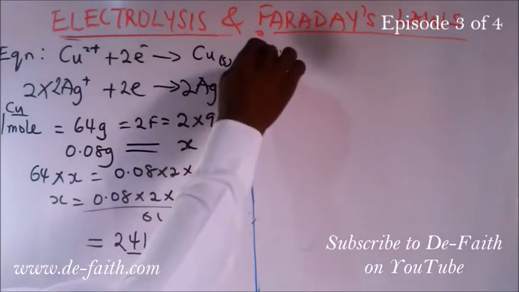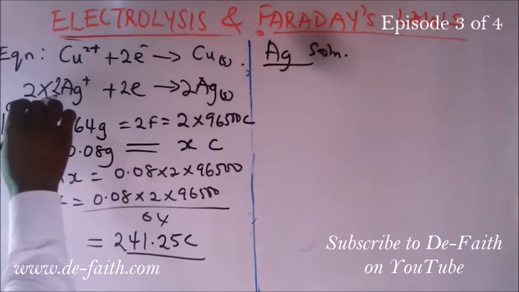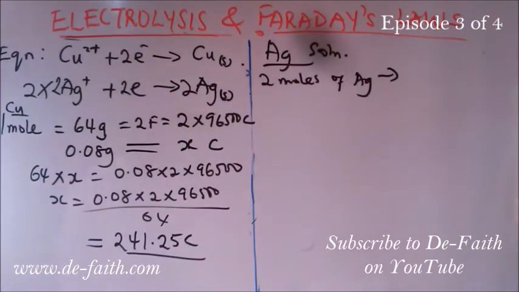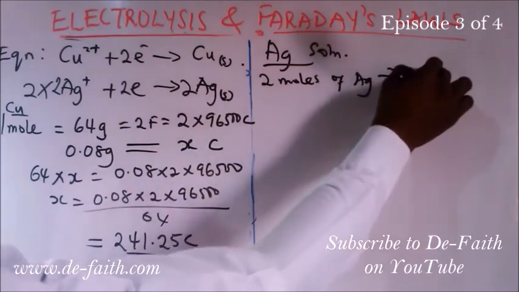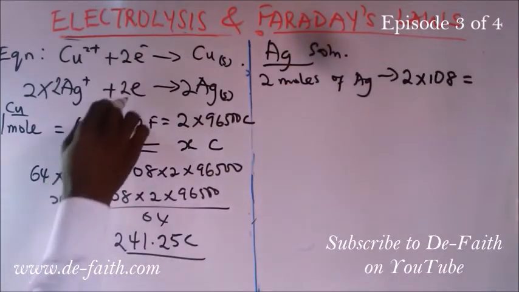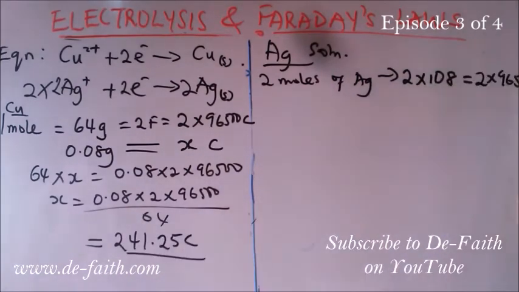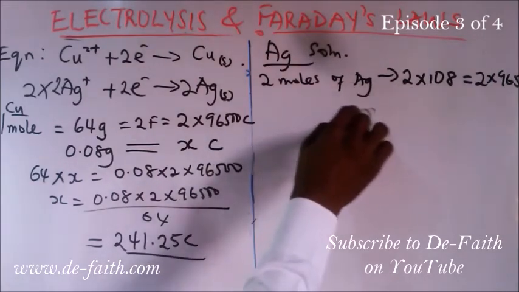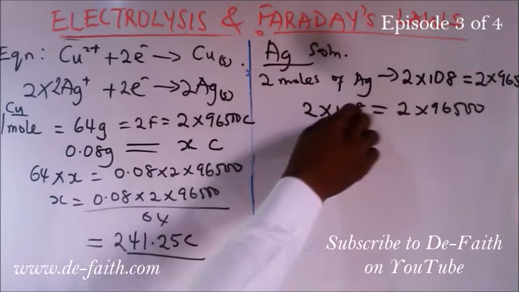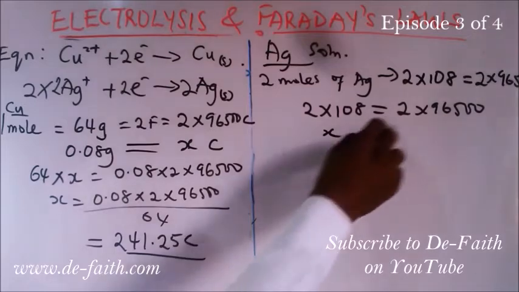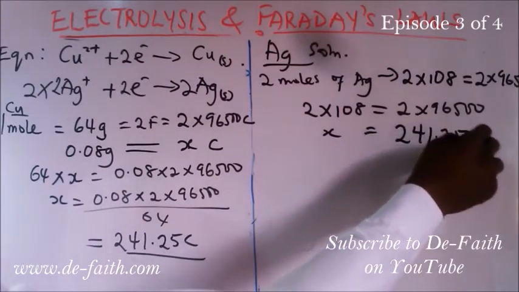So we have it here that for the silver solution, we have 2 moles of silver from this reaction over here. And for 1 mole of silver, we have 108 gram. But in this case, we have 2 moles. So we have 2 times 108 grams equal to 2 Faraday, so that will be 2 times 96,500. So next, since 2 times 108 grams requires 2 times 96,500 coulomb of electricity, how many grams will be deposited if 241.25 coulomb passes through it?